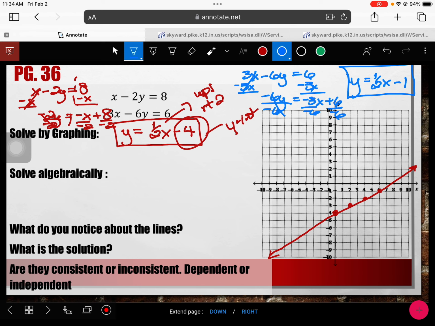So here is my second equation. What's my y-intercept? Minus 1. And slope is 1 up and 2 to the right. 1 up, 2 to the right, 1 up, 2 to the right. So what do you notice here?